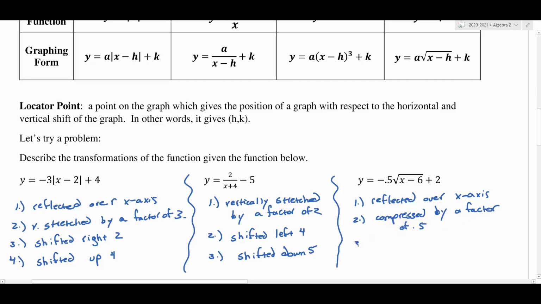So this should all seem very familiar to you. It's almost no different than what we were doing with the parabolas, right? Just different shapes of graphs. All right, so moving inside of the square root, we see the -6, that's our horizontal shift. So this has been shifted right 6.